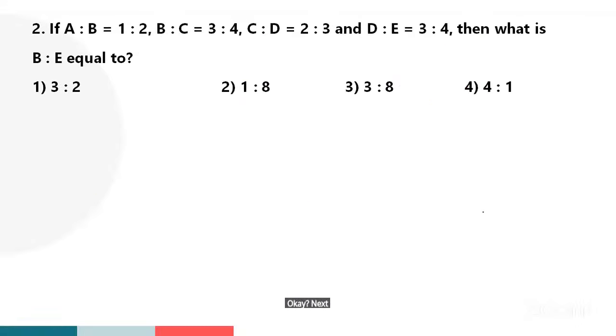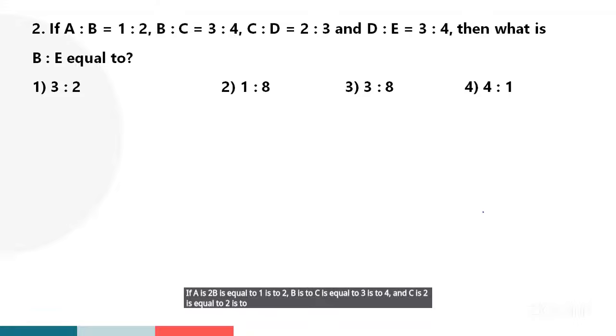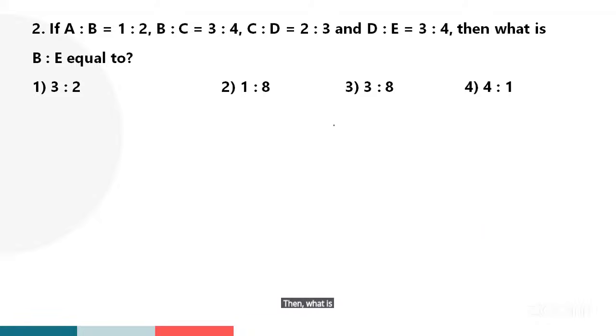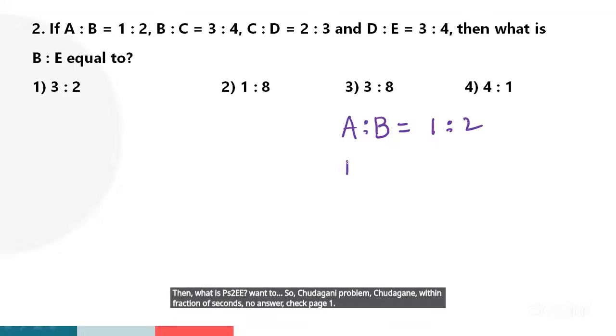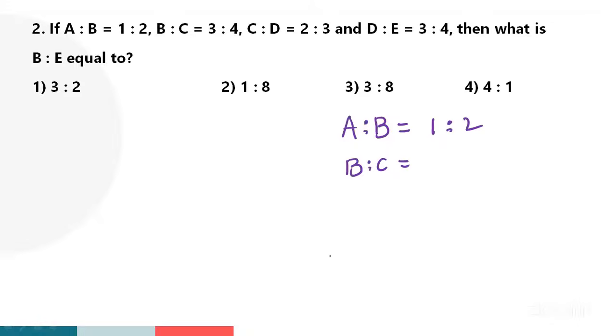నెక్స్ట్, if A is to B is equal to 1 is to 2, B is to C is equal to 3 is to 4, and C is to D is equal to 2 is to 3, and D is to E is equal to 3 is to 4, then what is B is to E equal to? సో చూడగానే ప్రాబ్లం చూడగానే విత్ ఇన్ ఫ్రాక్షన్ ఆఫ్ సెకండ్స్ లో ఆన్సర్ చెప్పేయచ్చు. ఏంది ఇక్కడ బీ is to ఈ కదా? ఎక్కడున్నారా మరి మీరు?